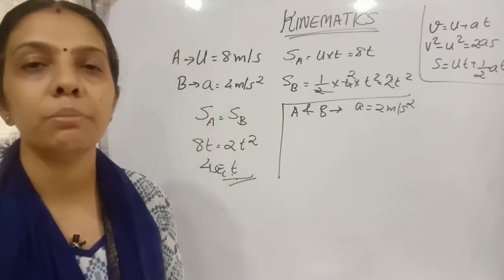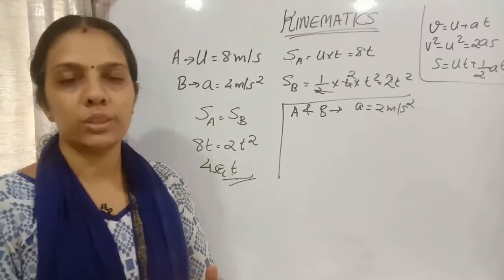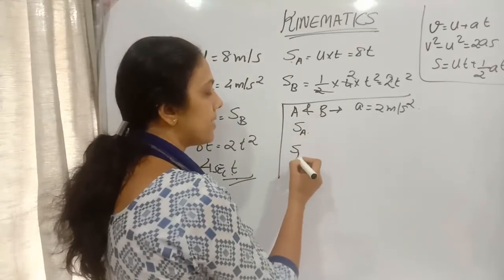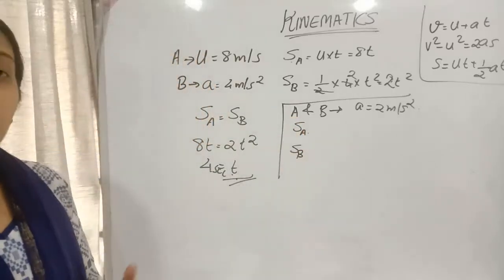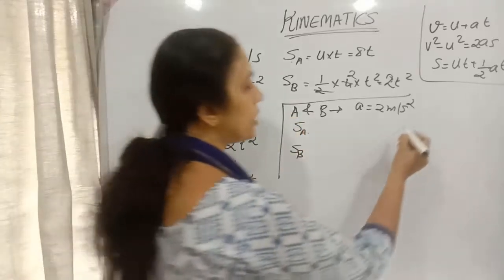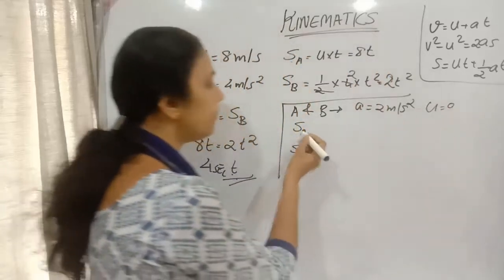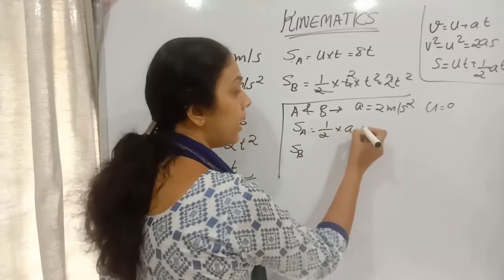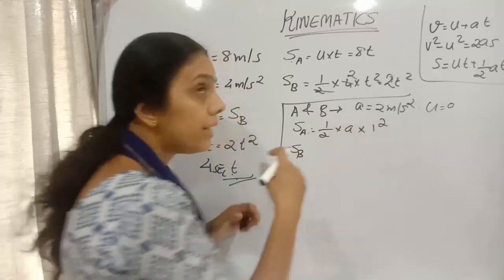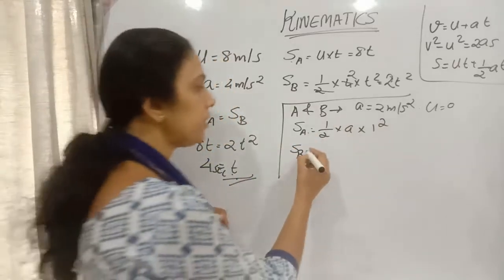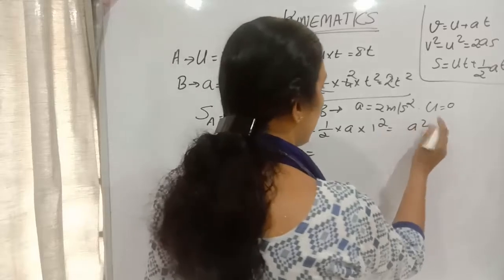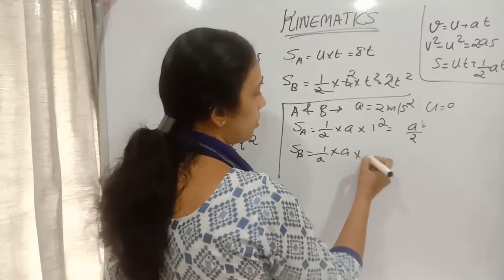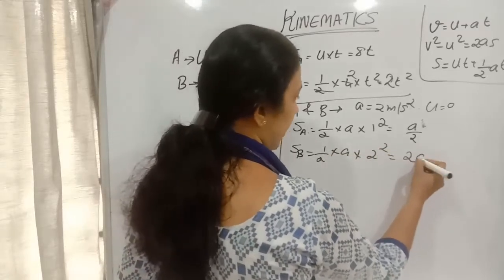So what is the separation in the next 2 seconds? Here we can find the distance traveled by A and the distance traveled by B. Both are starting from rest, therefore initial velocity is equal to 0. So S is equal to ut plus half at square, therefore half into A into t square. For A, t is 1, so it is A by 2, and for B it is half into A into 2 square, therefore 2A.